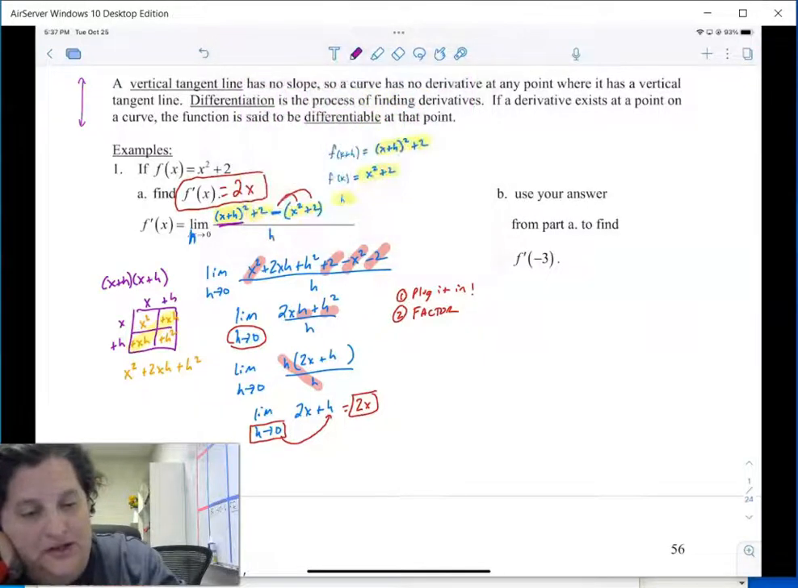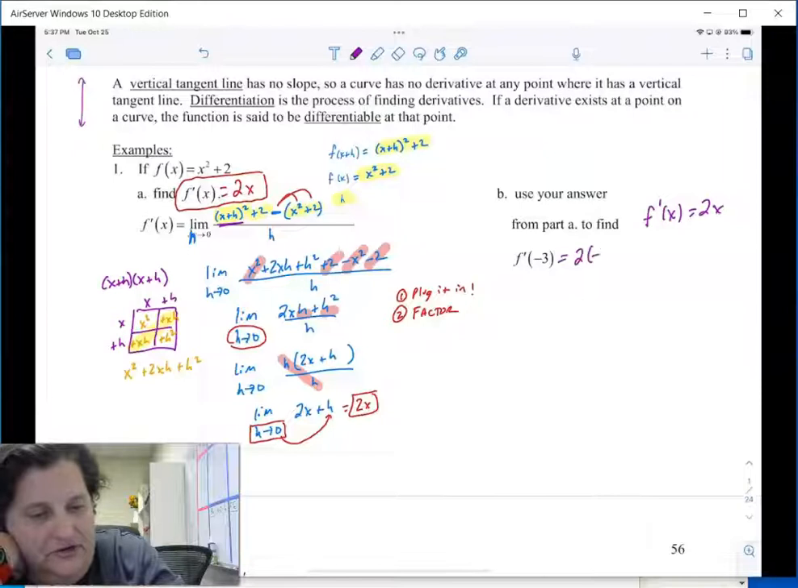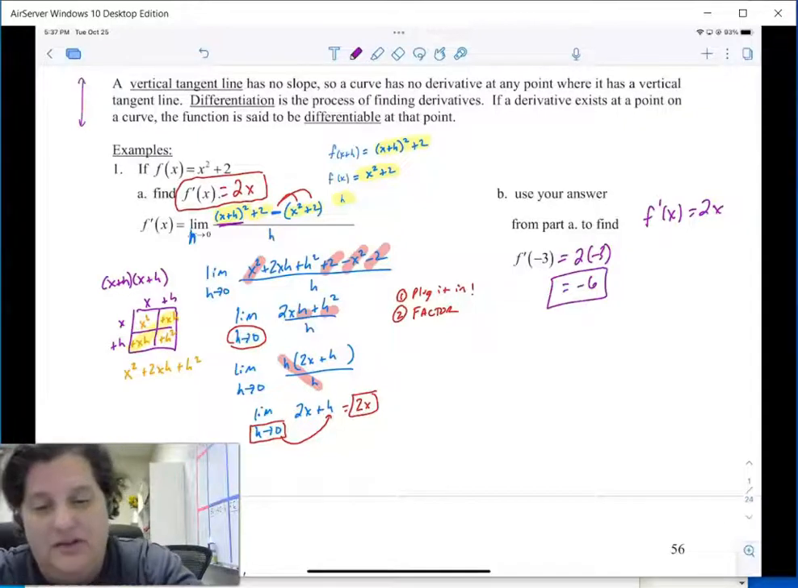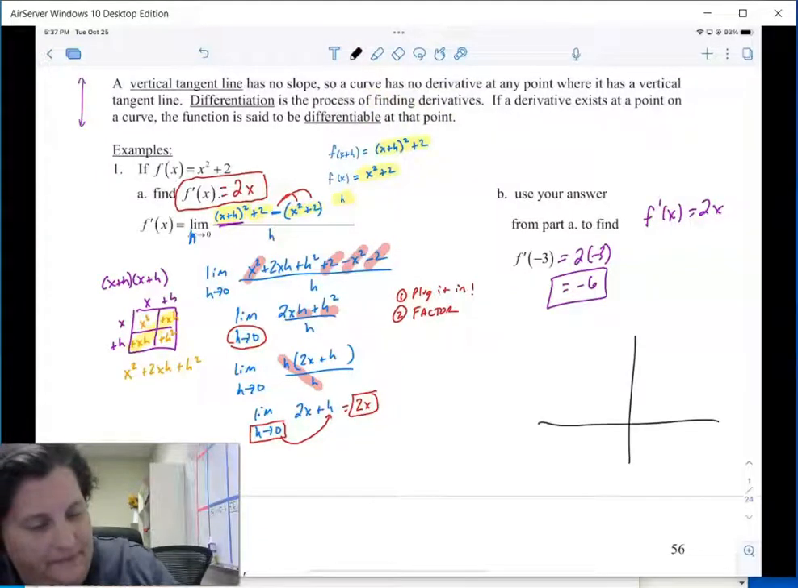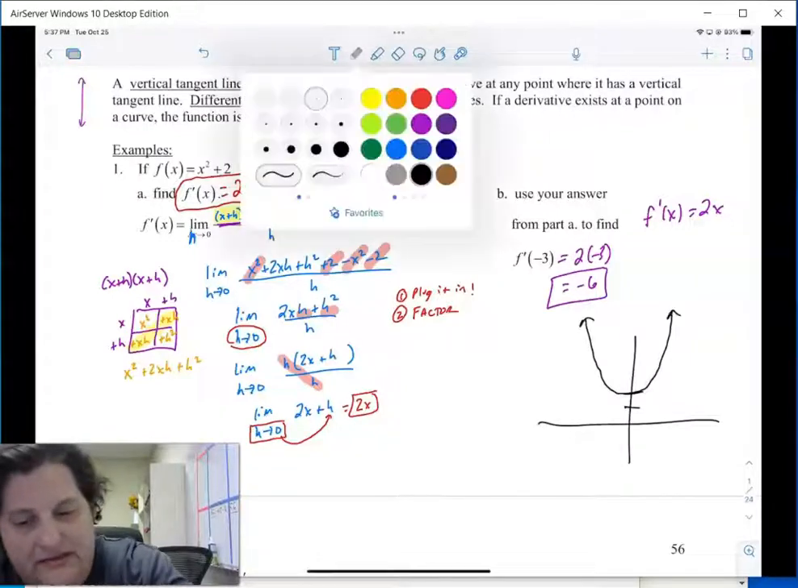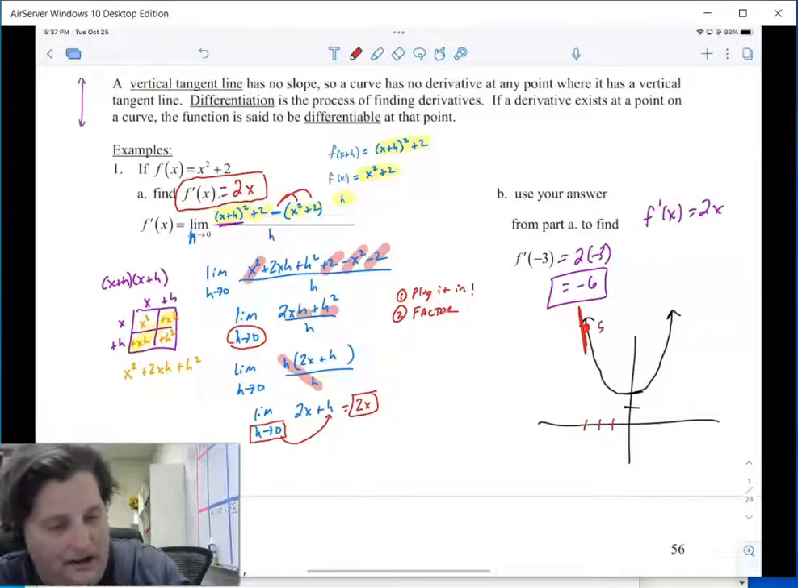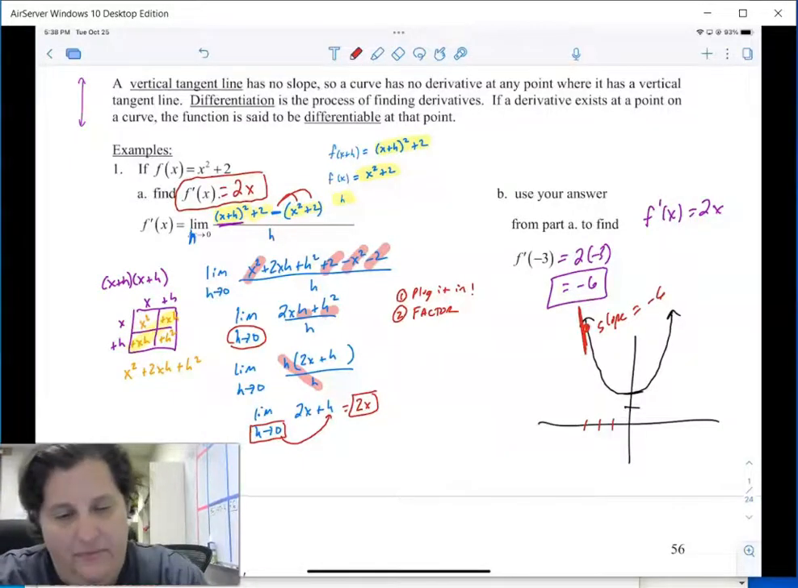Now, over here, use your answer from part A to find the derivative at negative 3. Well, if the derivative is 2x, at negative 3, it's just going to be 2 times negative 3. And that's negative 6, okay? So that you have some understanding of what's going on here. X squared plus 2 is a parabola up 2. And what this is saying is that if I had a tangent line at negative 3, so it's like right here, that tangent line would have a slope of negative 6. That's what that's telling me. So that's the derivative at that point, all right?